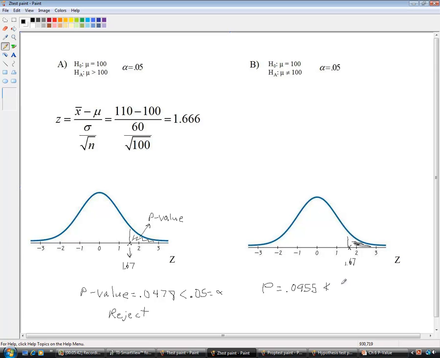This is not less than alpha, so we fail to reject.